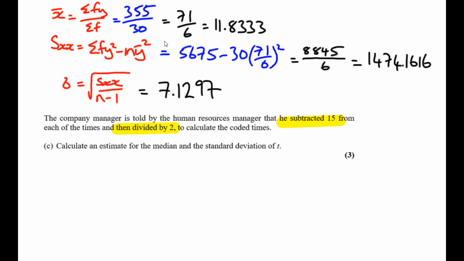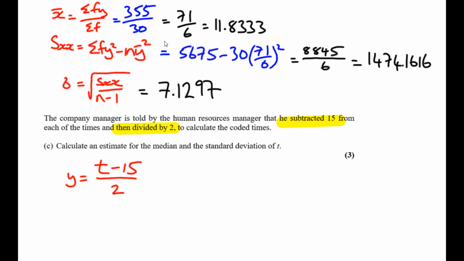Okay, so first thing I'm going to do is write down the actual coding. So the original values, t, he subtracted 15 from them and divided by 2, and that's how we came up with those y values. That's the coding that was used. Can I uncode and make t the subject for each of these? All right, so the median is going to be affected by both the subtraction and the division.